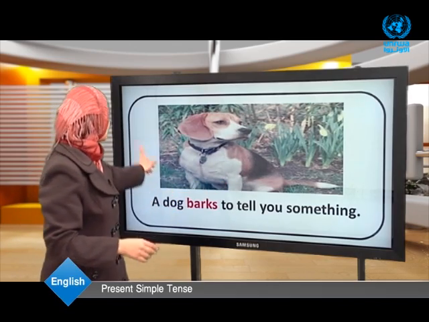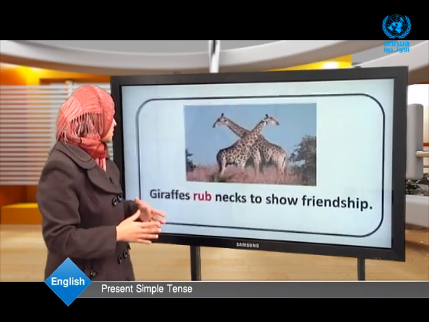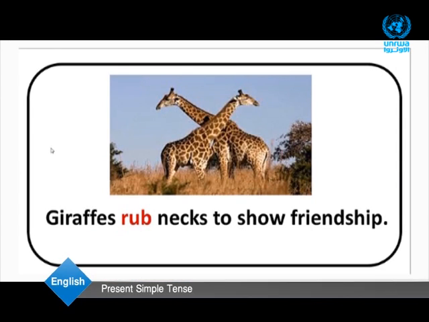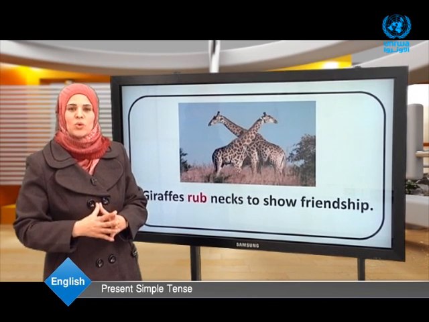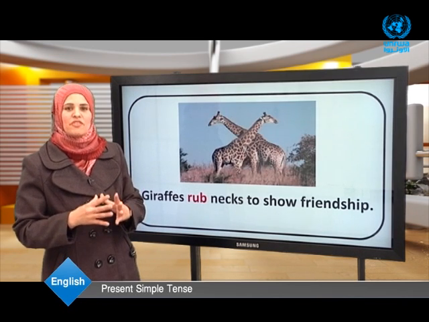Let's have another example. Giraffes rub necks to show friendship. This is correct in the past, correct now, and in the future. So this is a fact, which is always true. And again, we use the present simple tense to talk about facts.